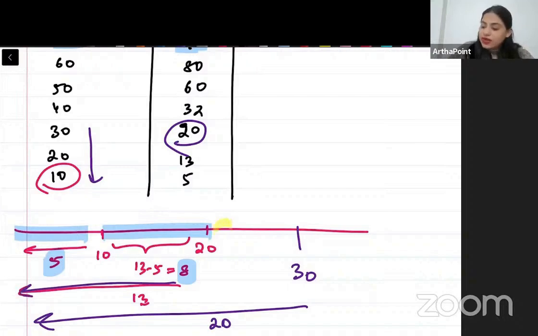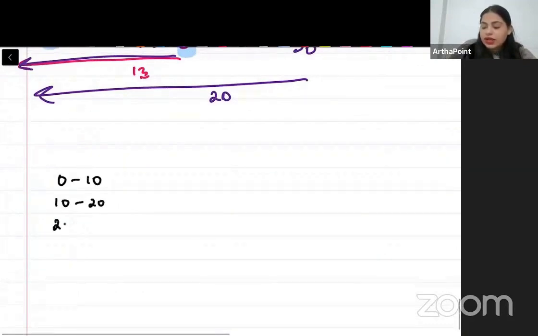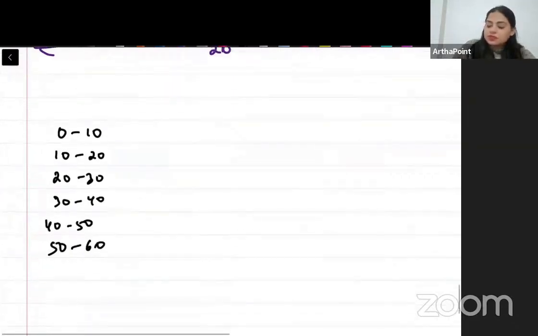So how many students would be between 20 and 30? 20 minus 13, that means 7. Just convert this entire data set in that aspect. So I will now have 0 to 10, 10 to 20, 20 to 30, 30 to 40, 40 to 50, 50 to 60, 60 to 70, and 70 to 80.